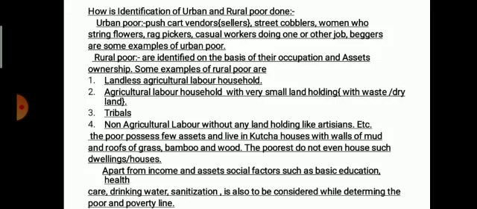Then we have seen that rural poor are identified on the basis of their occupation and assets. Apart from occupation and assets, social factors are also to be considered, like basic education, whether he has minimum qualification till 10th or 12th, then health facilities, drinking water facilities, and sanitation, meaning toilets, which are also to be considered while determining the poor and the poverty line.